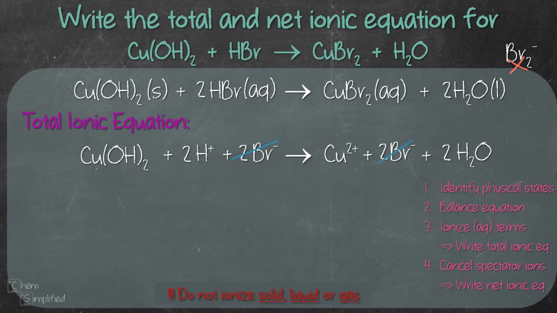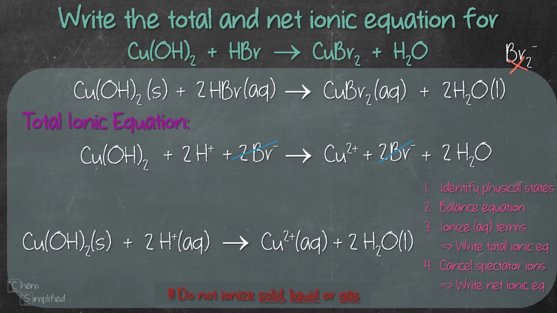Now we'll rewrite the equation, and that will give us Cu(OH)2 solid plus 2H plus aqueous, giving us Cu2 plus aqueous plus 2H2O liquid. That's the net ionic equation. To make sure that we don't make any mistake, let's double check our work. The number of atoms and charges must be the same on both sides. So let's check real quick. We have 1 Cu on both sides, 2 oxygen, and 4 hydrogens. As for the charge, we have a total of plus 2 on the left and plus 2 on the right.